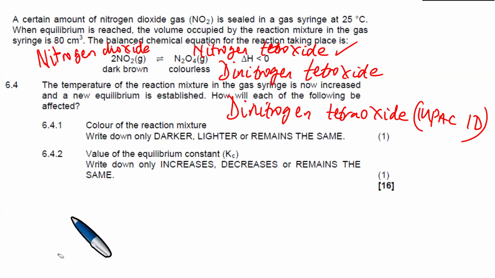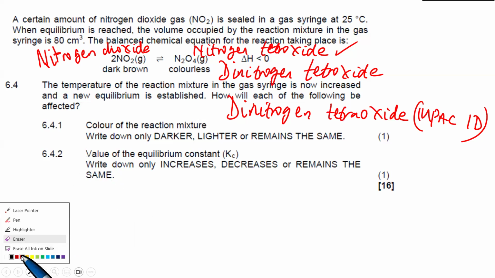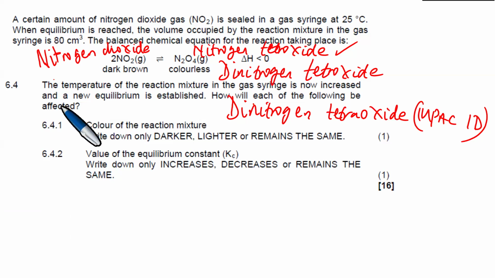6.4.1 is the continuation of the question on the syringes, but now it's just the last part of the question. The third part is the same; we read that before. The temperature of the reaction mixture in the gas syringe is now increased. Somebody is increasing the temperature, moving it upward, and a new equilibrium is established. How will each of the following be affected?